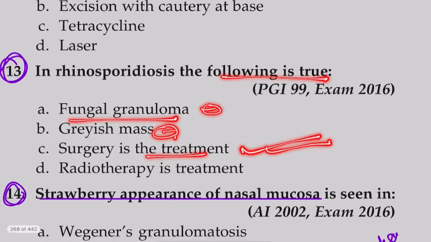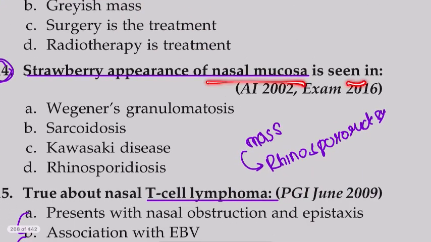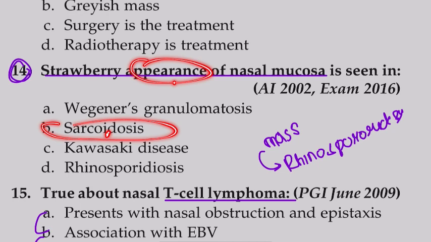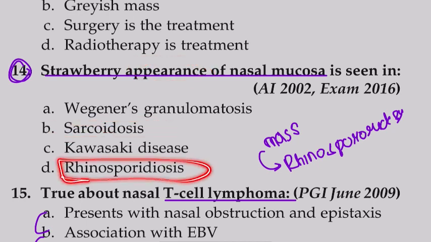Now strawberry appearance of nasal mucosa is seen in what? It is seen in rhinosporidiosis, right? Okay, strawberry appearance of nasal mucosa is seen in what? Now here we just made a mistake: strawberry appearance is seen in sarcoidosis, whereas strawberry mass is seen in the case of rhinosporidiosis, right?